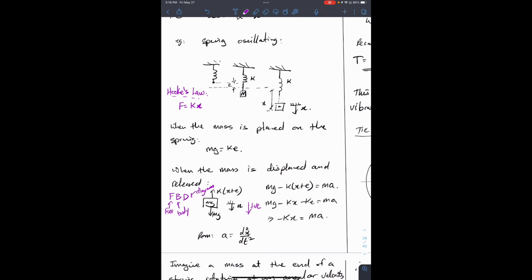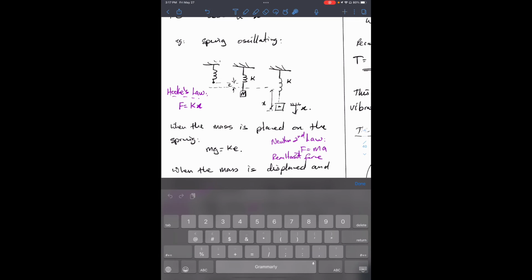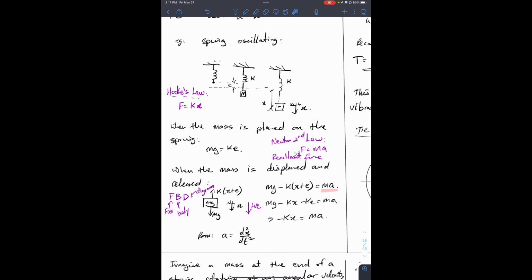You could recall Newton's second law. It was F equals ma, where F is the resultant force. So we resolve forces, that's what we just did: the down force minus the up force. And we say now Newton's second law is equal to ma. So this is our equation here.